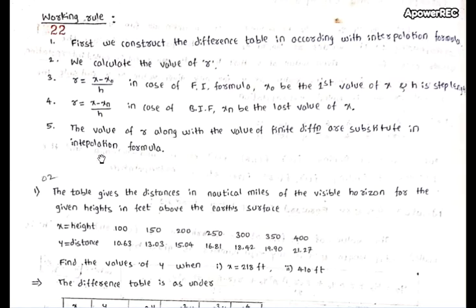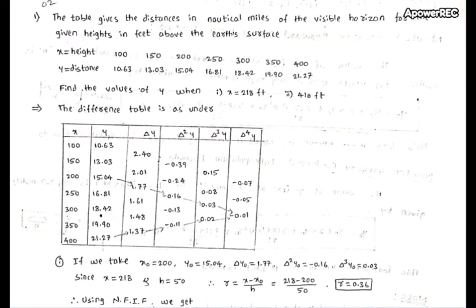Now we'll discuss the working rule using an example. First example: the table gives distances in nautical miles of the visible horizon for the given heights in feet above the earth's surface, x and y values. The x values are 100, 150, 200, 250, 400. The y values are 10.63, 13.03, etc. Find the value of y when x equals 218 feet.